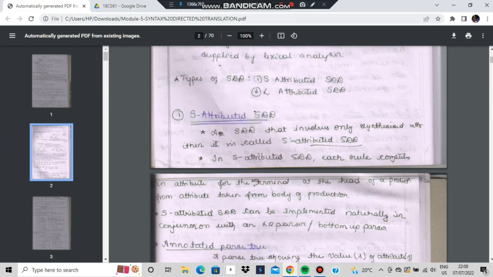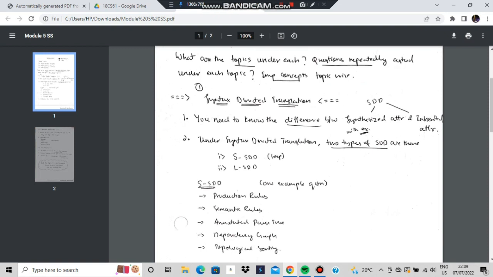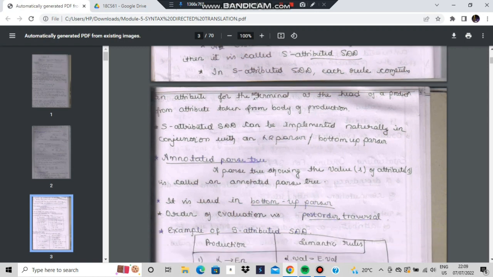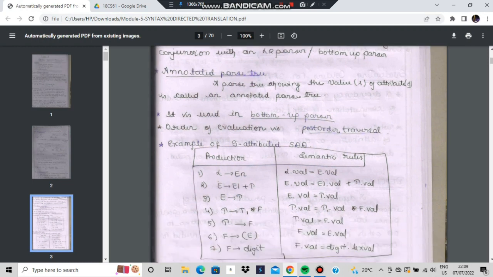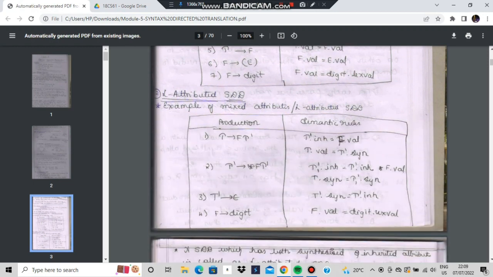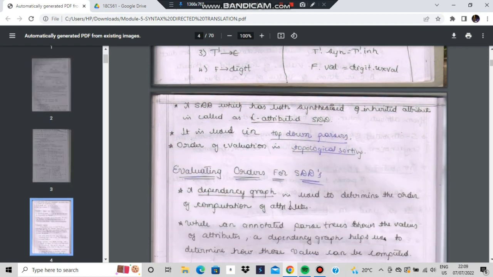Okay, then the next question I told you to focus upon is this one. Under syntax directed translation, there are 2 types of SDD, S-SDD and L-SDD. You need to know the difference between them. This is S-SDD. It will have left recursion, and L-SDD will not have left recursion. The subtopics like annotated parse tree, production, and semantic rules will be the same for all questions under S-SDD. And this is L-SDD. The production and semantic rules are slightly different, and here you don't have left recursion. One of them is top down, which is L-SDD, and bottom up is S-SDD.